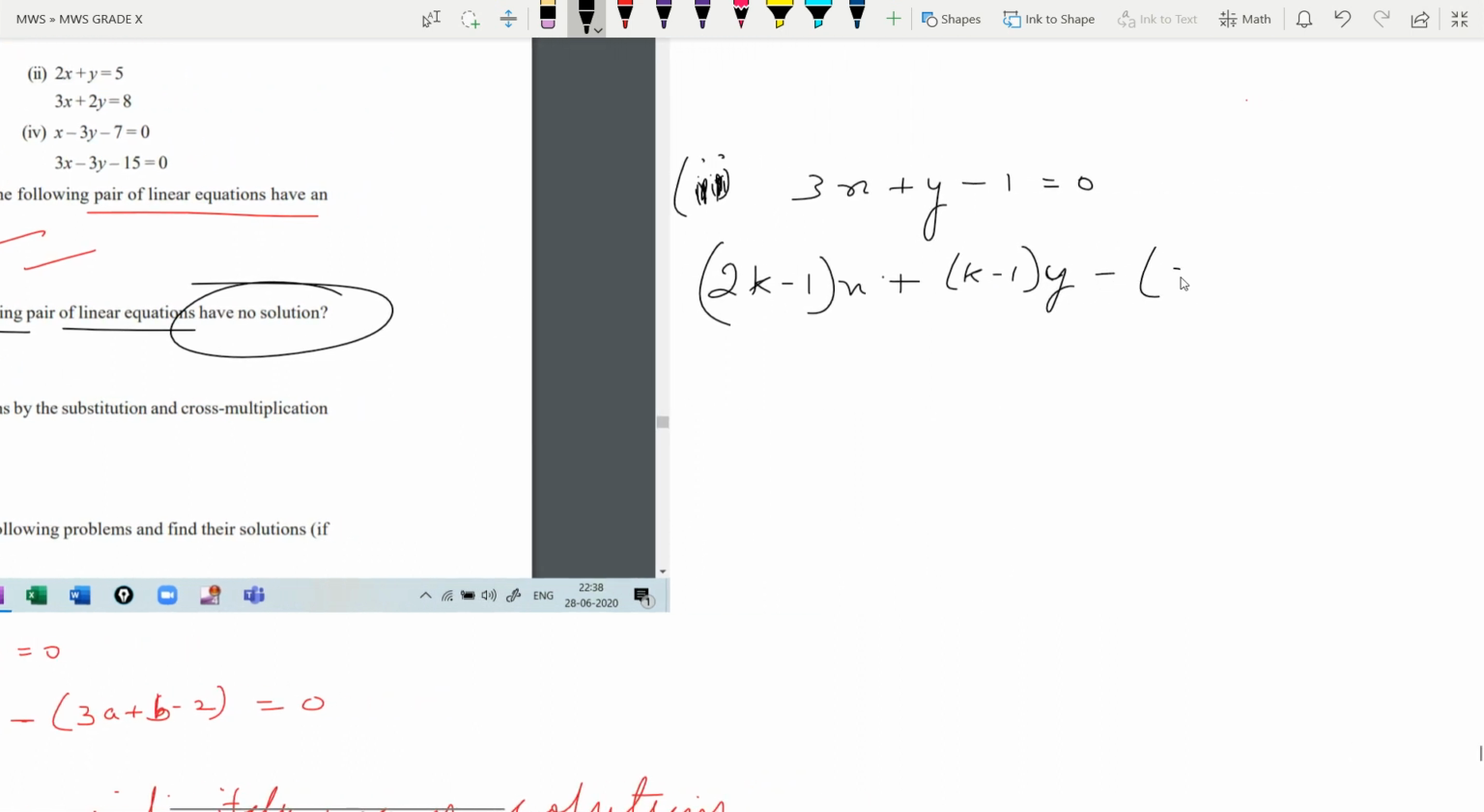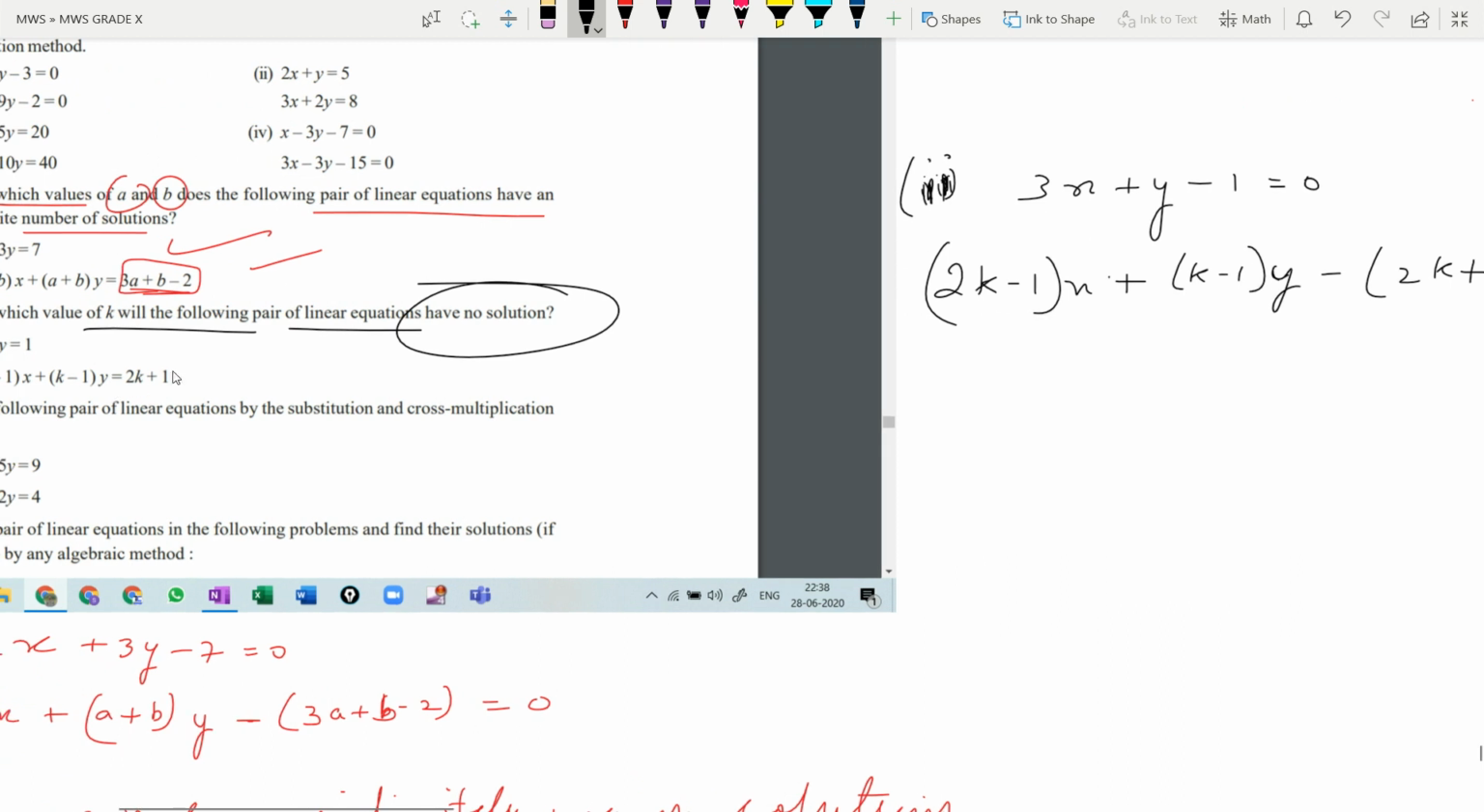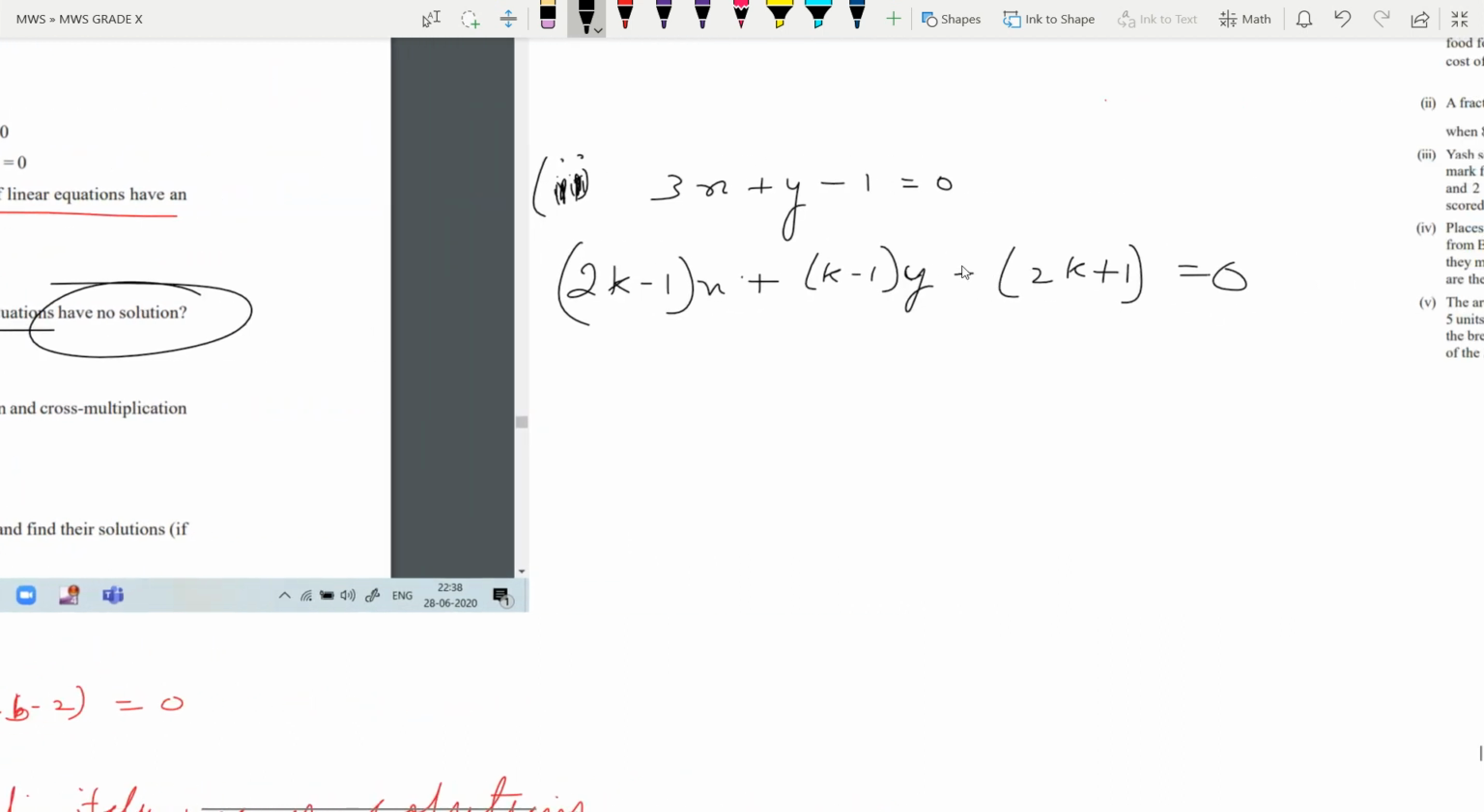Bring this side, keep this in bracket only. This is the best way to write. Do not change the sign, just bring it here, it will become negative, and the same things inside the same bracket.